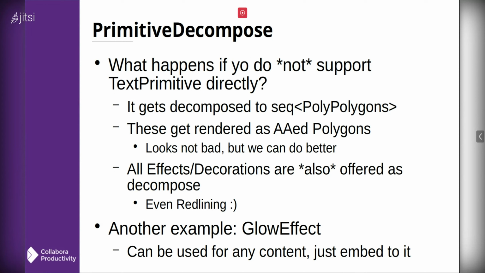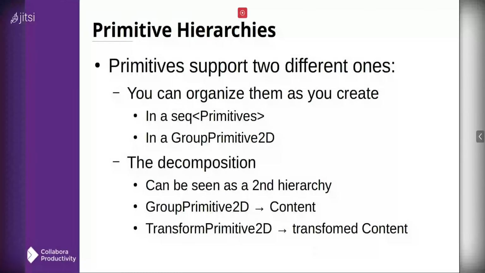Another example, glow effect. You all know the glow effect, and all you need to do is use any geometry and embed it in a glow effect group primitive, and it will get the glow effect. In the beginning, it was just used for some graphic stuff, but it was added to text too, and the only thing which had to be done was to embed the text primitives in the glow primitive, and it could be rendered everywhere where primitives are rendered. That's how it works.